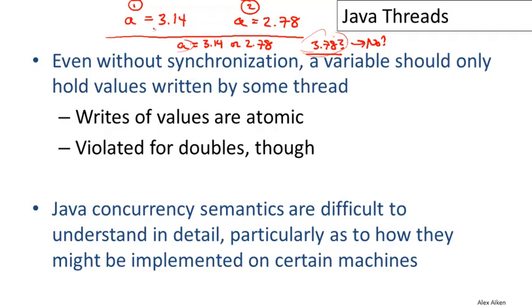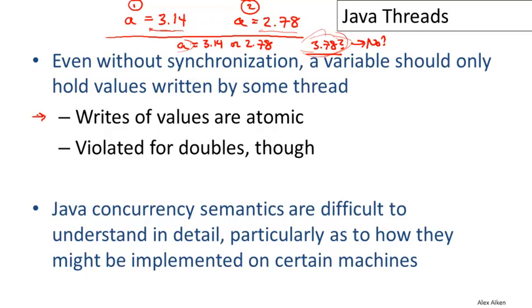If we somehow wound up with a mix of the bits or the pieces of the number from thread 1 and thread 2, if they were recombined in some strange way, then we could create a number that was assigned to A that didn't exist in either thread. Okay, it was never actually written in either thread. Now, Java does guarantee that the writes of values are atomic, meaning if I write to a value, if I assign a primitive type to something, that is going to happen atomically.